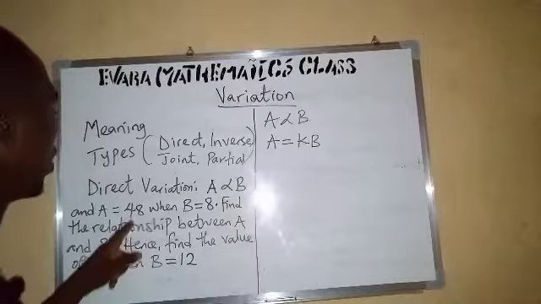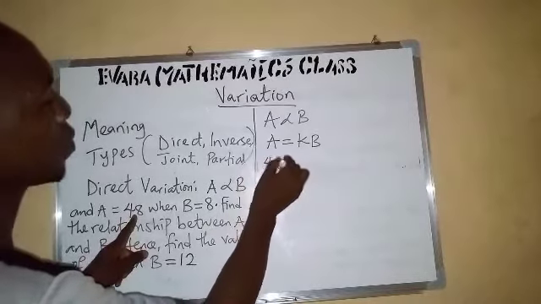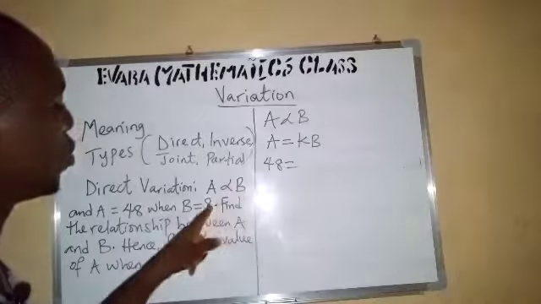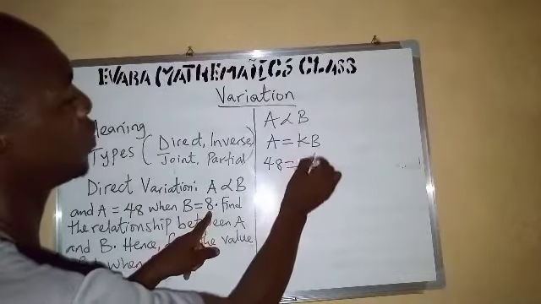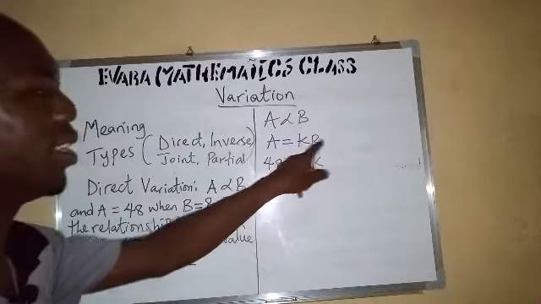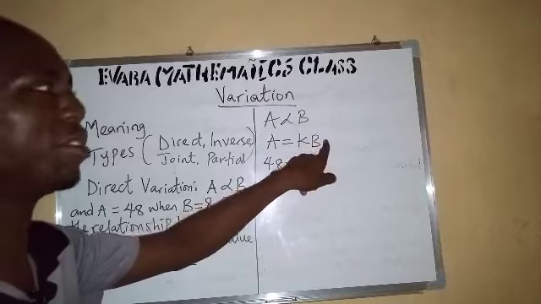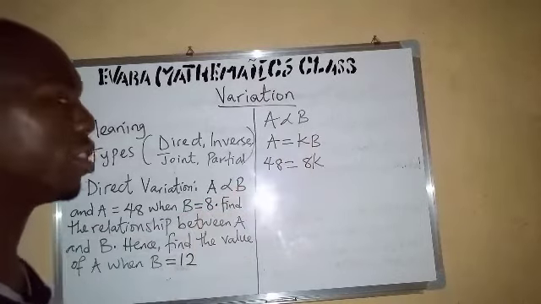We are given that A is 48 when B is what? 8. So this will be 8K. You know, we cannot write K8. There's nothing like that in mathematics. So K times 8 is 8K.